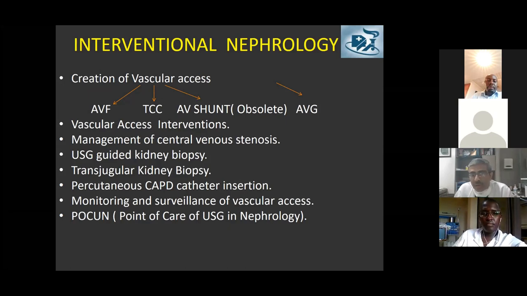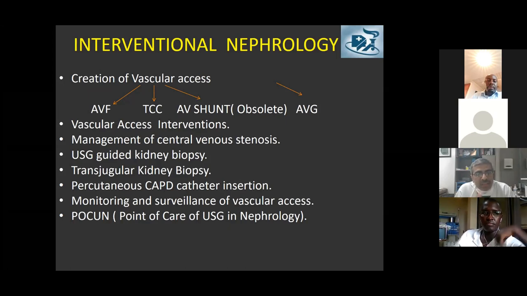But I strongly believe it's the nephrologist who has to take the lead in interventional nephrology. I'm sorry, I hope there are no surgeons in this presentation, otherwise they'll not like it. But what is important is for the nephrologist to connect to the patients, because long term, he has to be the pillar in the care of the patient.